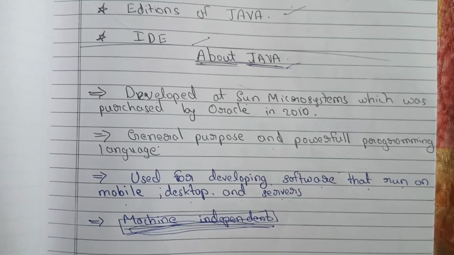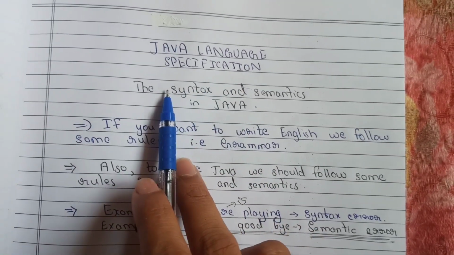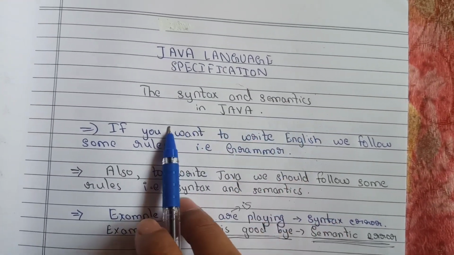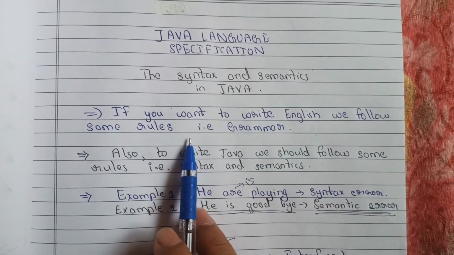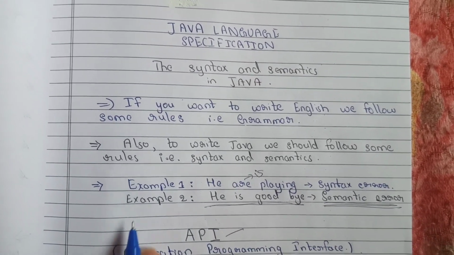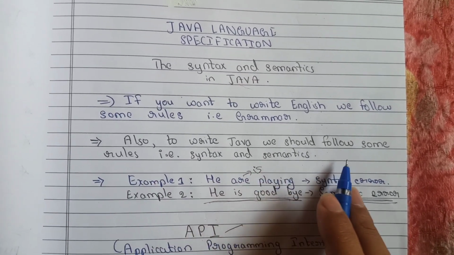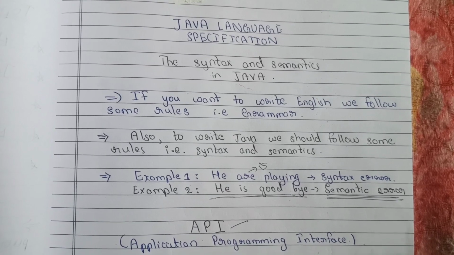So the next topic is Java language specification, the syntax and semantics in Java. For example, if you want to write English, we follow some rules, that is English grammar. So also to write Java, we should follow some rules, that is syntax and semantics.